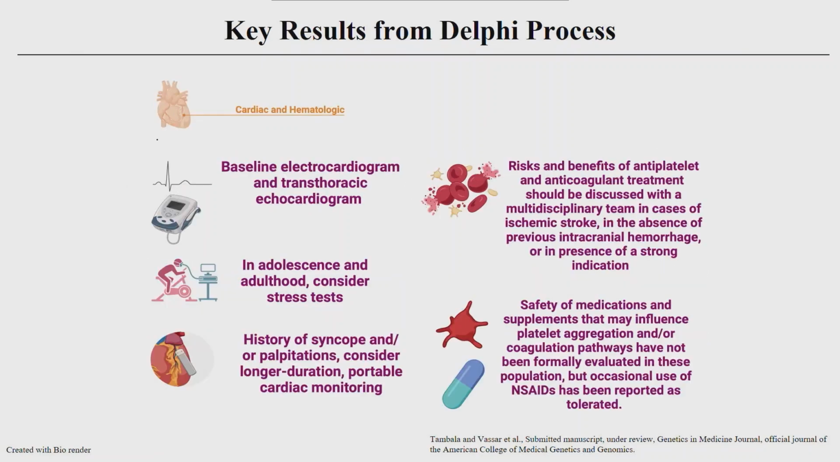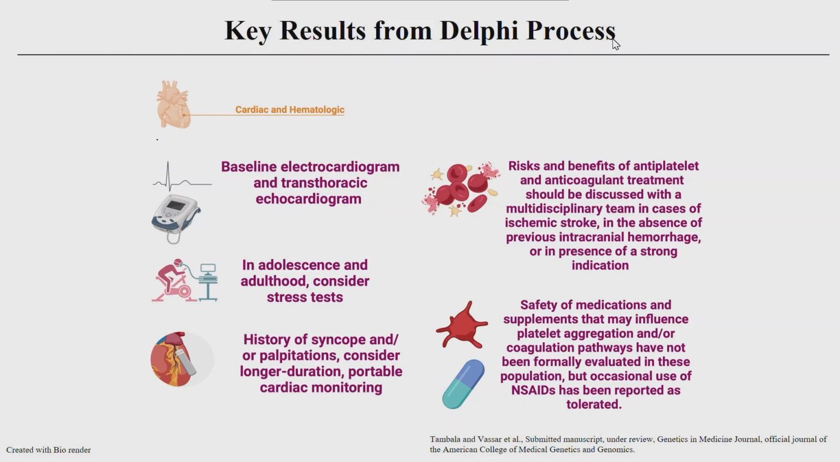In terms of cardiac and hematological systems, we reached a conclusion for a baseline electrocardiogram and echocardiogram in this patient population. In adolescents and young adults, consider stress tests, and, of course, in patients with a history of syncope or palpitations, consider long-duration portable cardiac monitors. We do not yet have good data, or have little to no data, in this specific patient population on the risks and benefits of antiplatelet and anticoagulation treatment. So every patient should be discussed case by case with a multidisciplinary team.